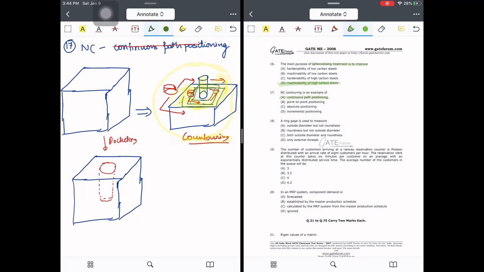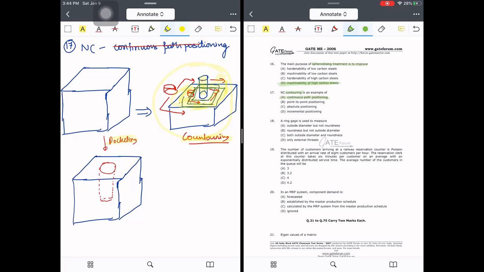Okay, it means first this layer, then this layer, so it's a continuous path positioning process. So from here we found how things are correlated with respect to the previous year. Previous year they used to ask which are the continuous processes. Now they have asked which of the following options is what type of NC contouring process.